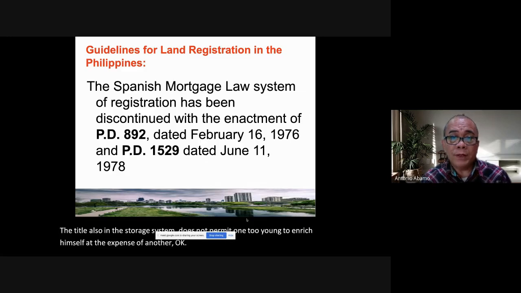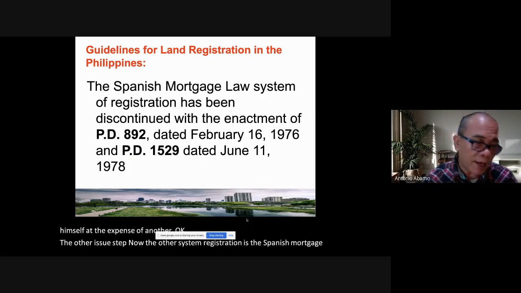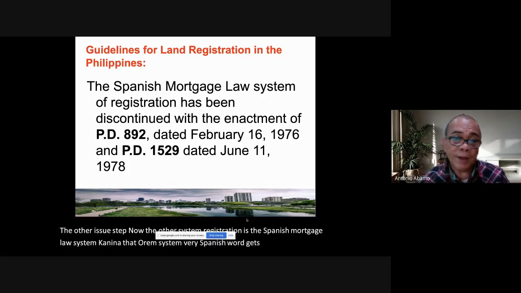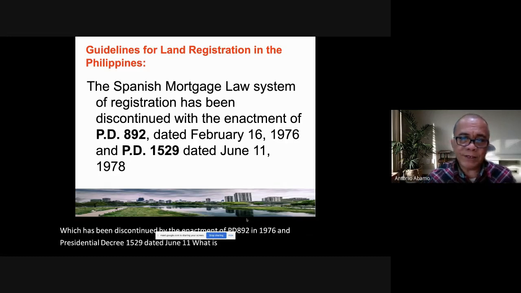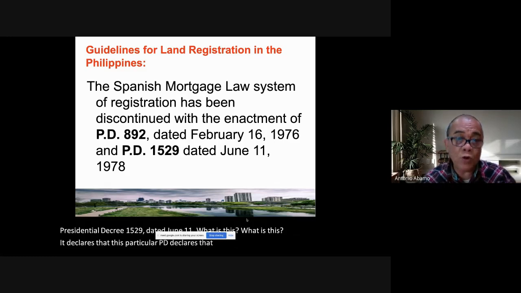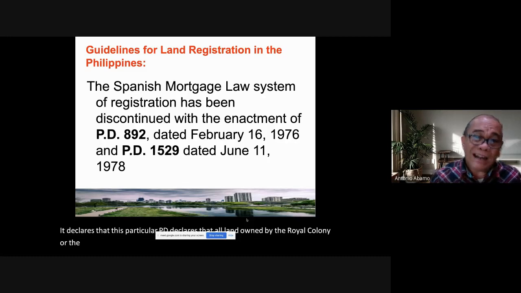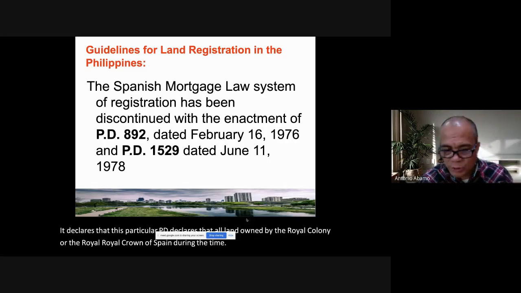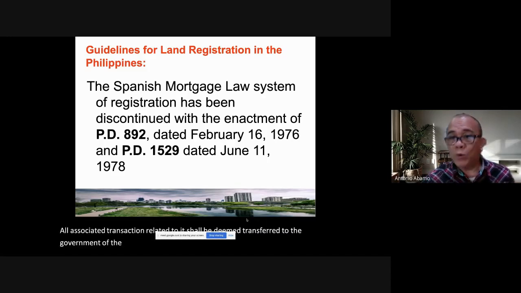Okay? Now, the other system of registration is the Spanish Mortgage Law system, which has been discontinued by the enactment of PD 892 in 1976 and Presidential Decree 1529 dated June 11. What is this? This particular PD declares that all land owned by the royal crown of Spain during that time, and all associated transactions related to it, shall be deemed transferred to the government of the Philippines. Okay, so any unregistered land shall be owned by the state.